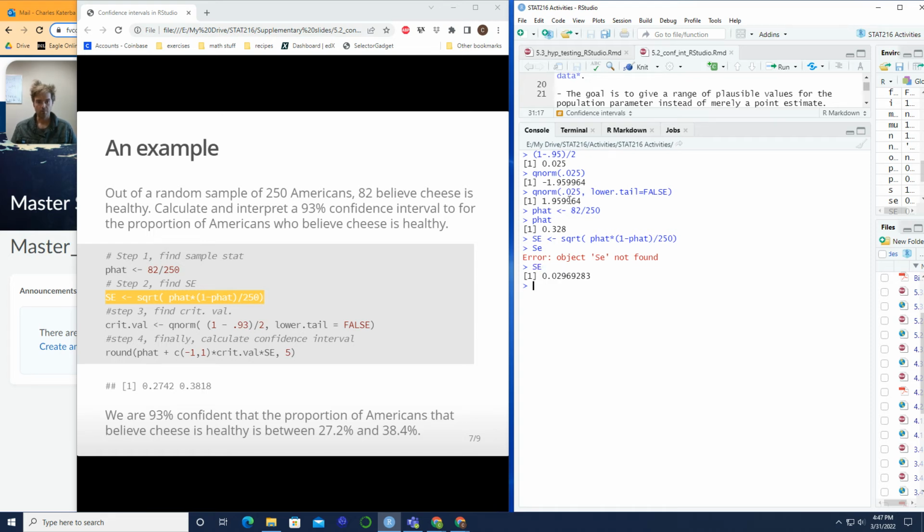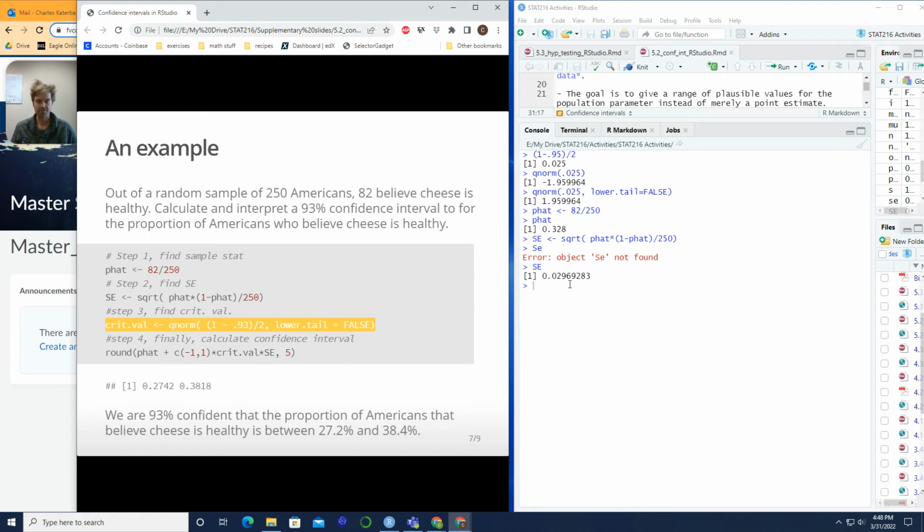It's about roughly 3%. So that means that if we were to repeatedly take samples of 250, we'd expect a variation in sample proportion of about 3% per sample. Now to find our critical value, we want to use the same schematic as before. So it's 1 minus 0.93 divided by 2, and we want to set our lower tail equal to false.